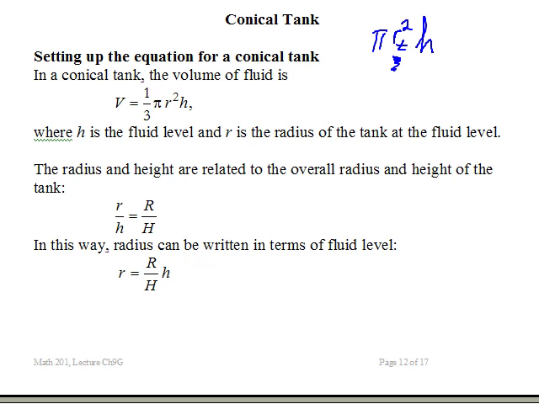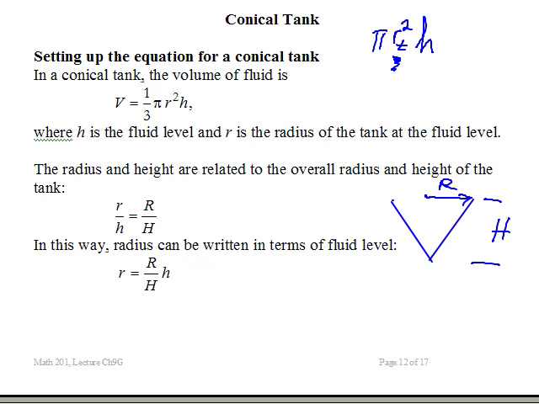So now I will attempt to draw a cone. Okay, that's a cone of sorts. This cone has some overall height of H. This is a physical cone, and it has some overall radius of R, the largest part.